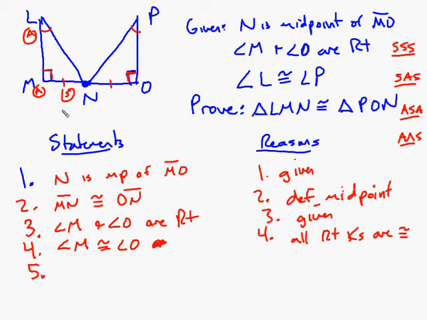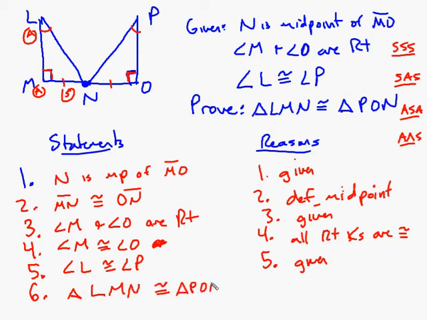All right, so now I have said I have an angle, and then finally I have angle L is congruent to angle P. Why? That's a given. So now what could I say? Triangle LMN is congruent to triangle PON, which is not given. If I'm given that, then I have nothing to prove. Angle, angle, side.